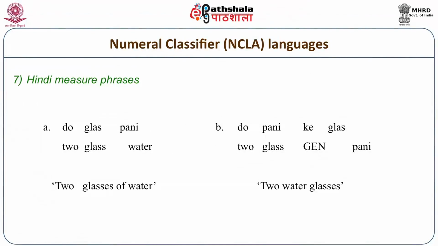Taking, for example, a language like Hindi. Hindi has a particular syntax for measure phrases. So you can say do glass pani, two glasses of water, and compare this with do pani ke glass, which is two water glasses. Only the first is a unit of measure, and in the unit of measure, the unit of measure must appear adjacent to a numeral. So when you say do pani ke glass, it doesn't have the reference of unit of measure.